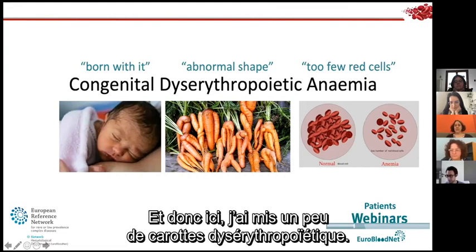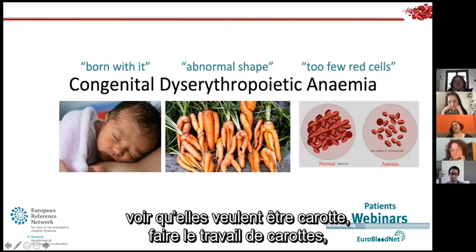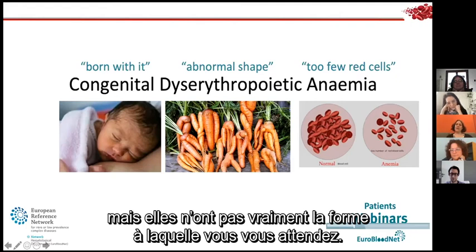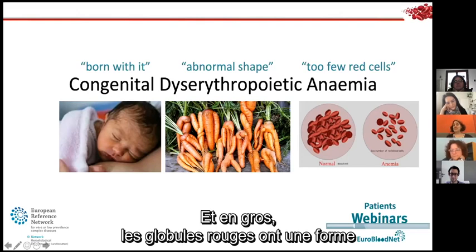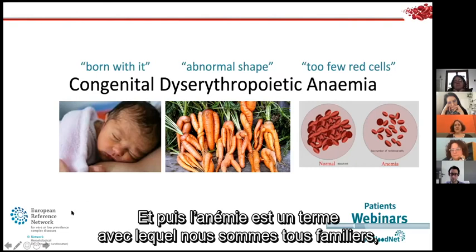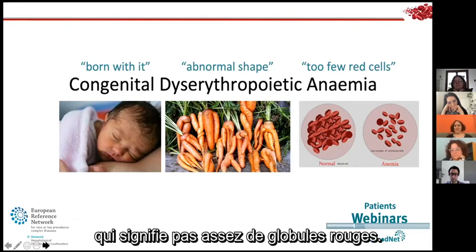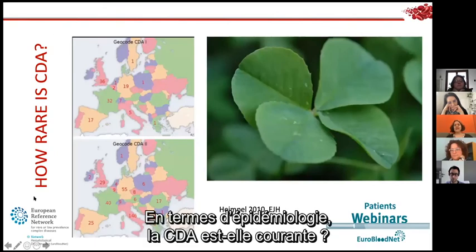And so here I've put some dyserythropoietic carrots. You can tell that they're carrots. You can tell they want to be carrots and that they want to do the job of a carrot, but they're not really what you would expect the shape to be. And essentially the red blood cells have got a shape that's not what we would expect it to be. And then anemia, I think, is the one we would all feel very comfortable with, which means not enough red blood cells.